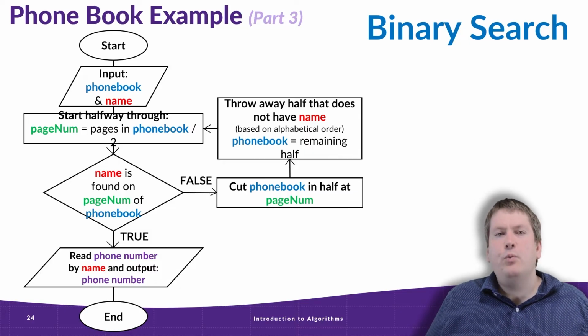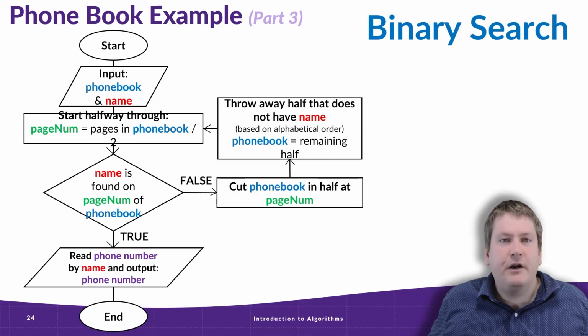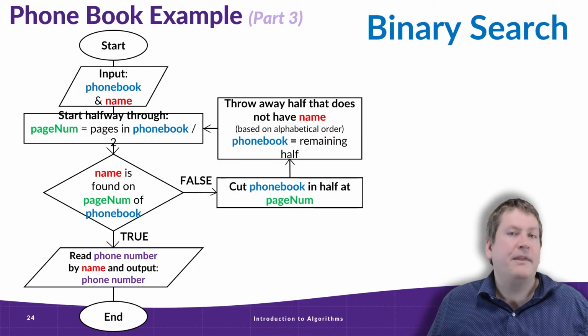So how do we know which algorithm is better? Which one might we want to actually implement in our code if we're creating a computer program that has to do this?